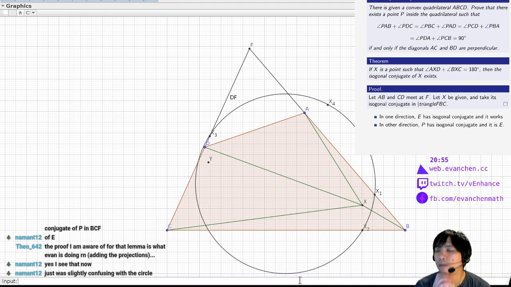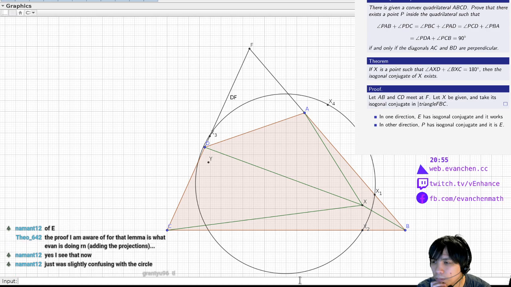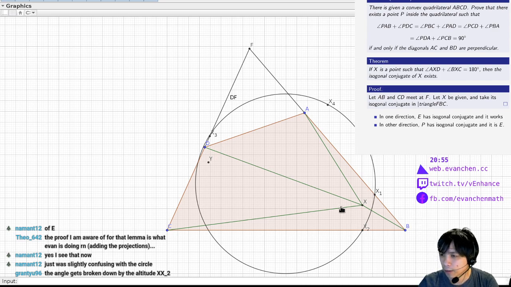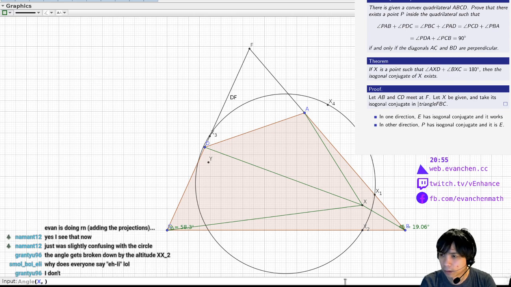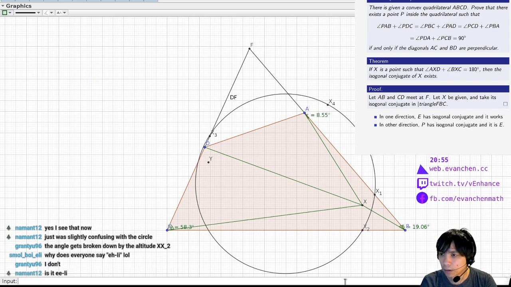So how do I prove these 4 points are cyclic? Oh, okay, I see. So angle X, X2, X3 is equal to angle X, C, D. And angle X1, X2, X is equal to X1, B, X. So I can actually just copy all the angles. And then the others are... Okay, this works. Angle X, X4, X1 is equal to X, A, X1. And the other one is angle D, X3, X.